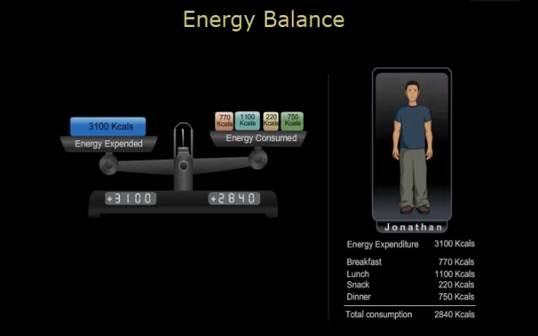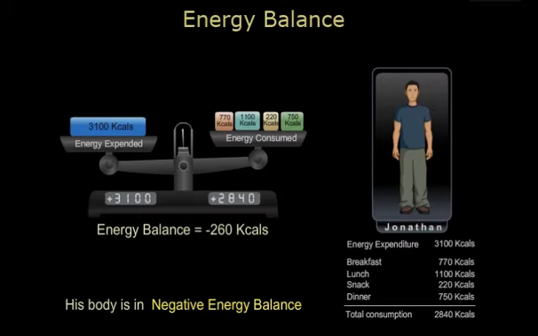Jonathan has consumed less energy than he has expended, so he has an energy imbalance of minus 260 kilocalories. This is also stated as a negative energy balance. Initially, the body responds to this negative energy balance with hunger. If Jonathan does not eat enough to bring himself back into energy balance, his body will use stored energy to meet its energy needs. If the negative energy imbalance is sustained, this could result in weight loss. We'll discuss this in more depth when we learn about energy balance maintenance and weight management.